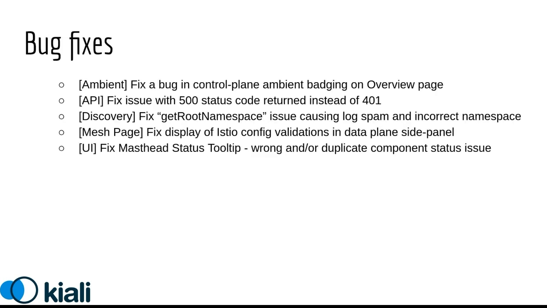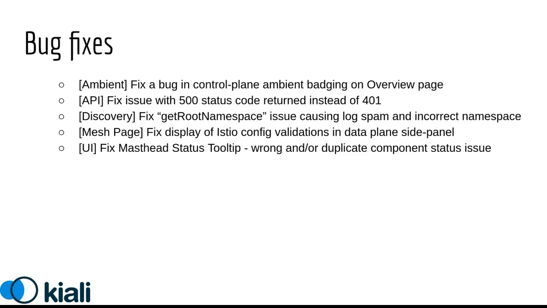Some bug fixes that were completed in the sprint: first was a bug fix in the control plane ambient badging on the overview page. It fixes the logic to determine if the ambient badge should be displayed in the Kiali UI or not. Next is the API fixing the issue with the 500 status code returned instead of a 401, which is now given the proper HTTP status codes during an authentication failure.